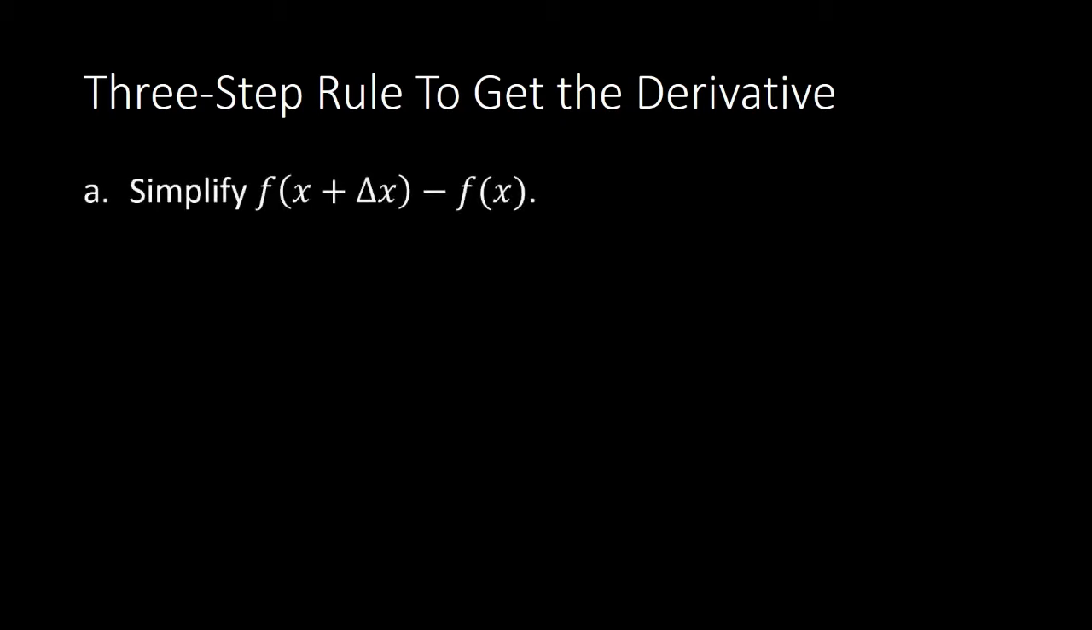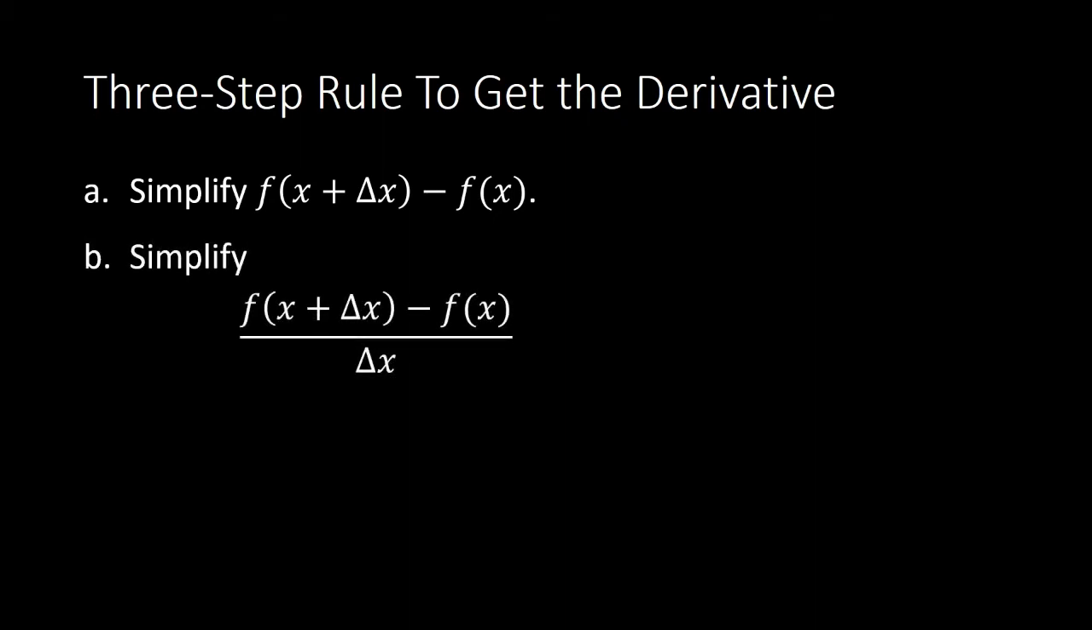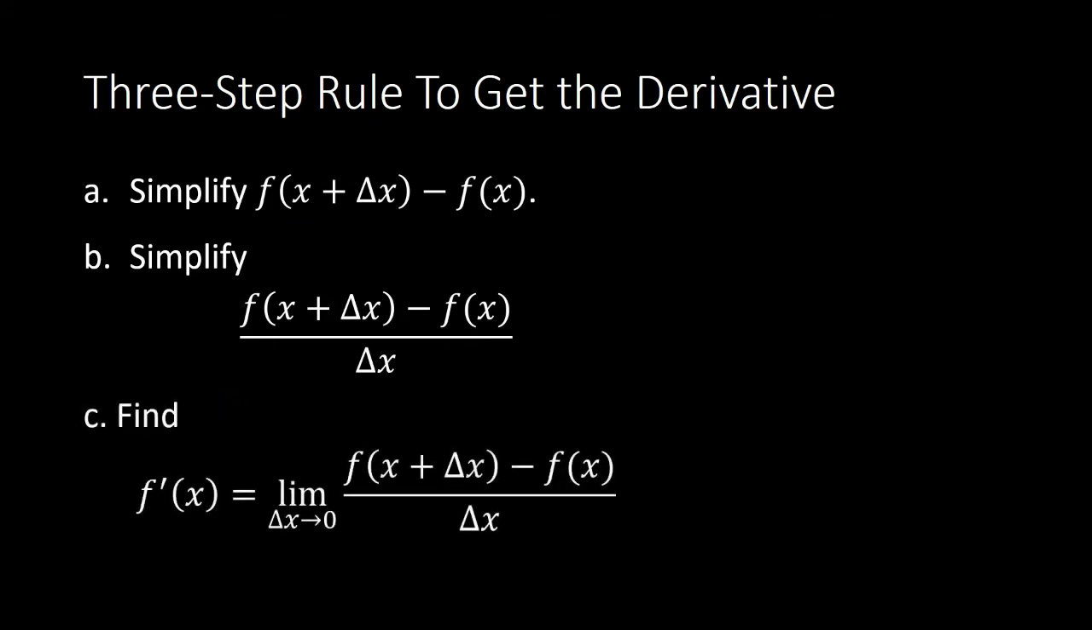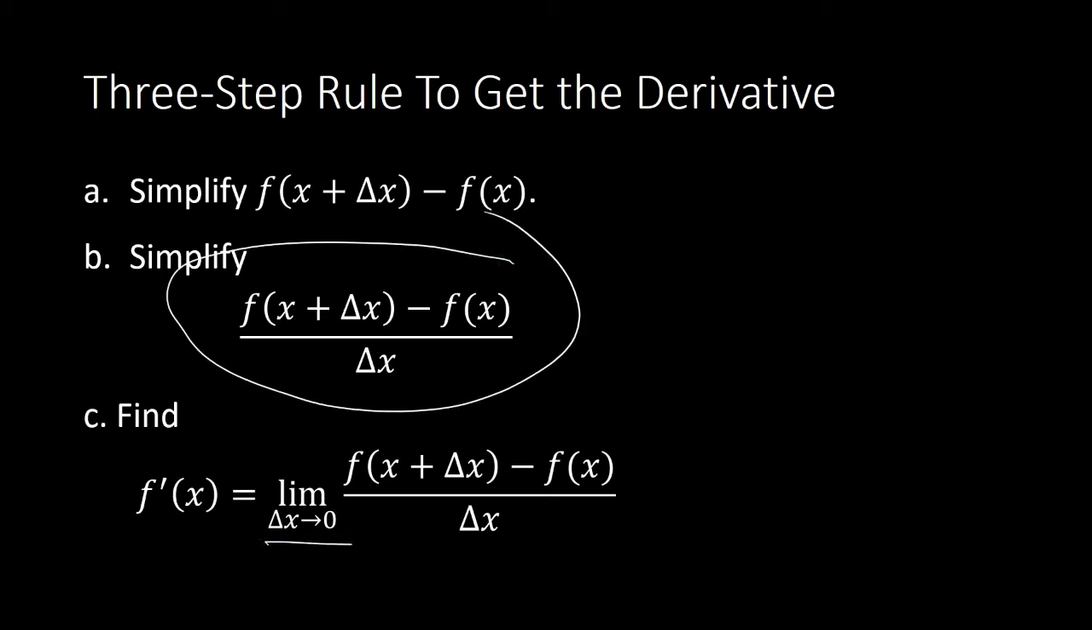What you do is you simplify this. This is your delta y. And then you divide the results of this by delta x. And again, simplify. The third step is this: get the limit of the results in step 2 as delta x approaches 0.